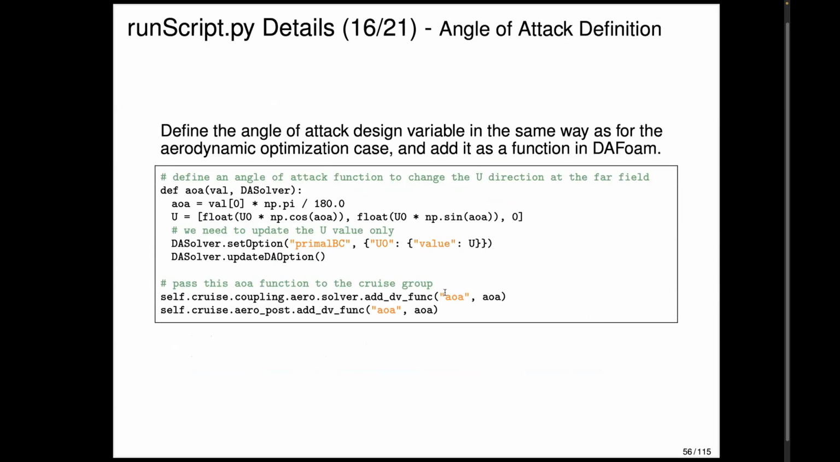And what we need to do is add that as a solver function as well as a post-processing function. So once you define this angle of attack function, you'll add it down here with self.cruise.coupling.aero.solver.add_dv_func, AOA, and then the function that you're providing. And then the same for self.cruise.aero_post.add_dv_func, AOA, and again, provide this function. Now it's very important that you do this, otherwise DAFoam and MPhys will have no knowledge of this angle of attack variable and they won't know how to compute it, even if you specified it before as a design variable. So be sure to include this function as well as the add_dv_func.